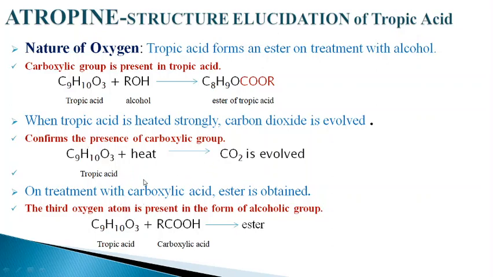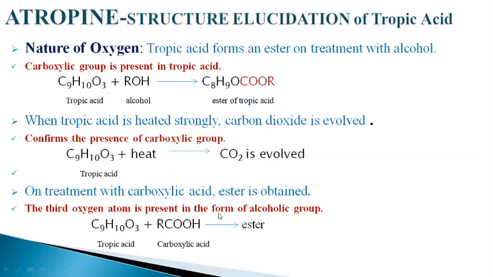The third: up till now we have determined the nature of two oxygen atoms in the form of a carboxylic group. One oxygen atom is still left. On treatment with carboxylic acid, tropic acid forms an ester, which means that the OH group, the third oxygen atom, is present in the form of an alcoholic group. This means that tropic acid is a hydroxy acid consisting of a carboxylic group and an OH group.